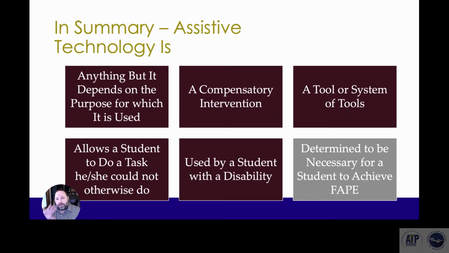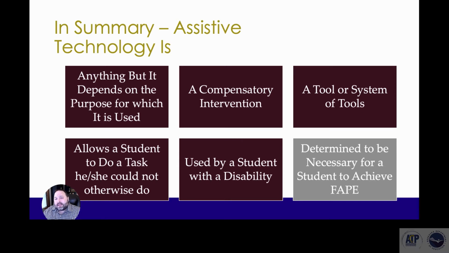So let's sum up everything we've talked about. Assistive technology is anything, but it depends on the purpose for which it is used. It needs to be that compensatory intervention. It cannot be surgically implanted. We talked about that as a limitation. So what does that compensatory intervention mean?